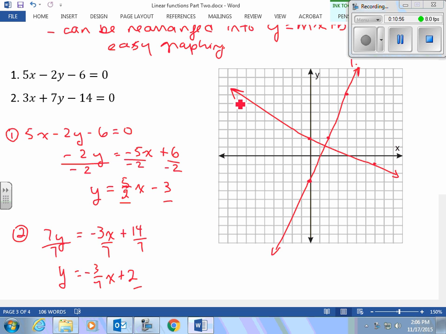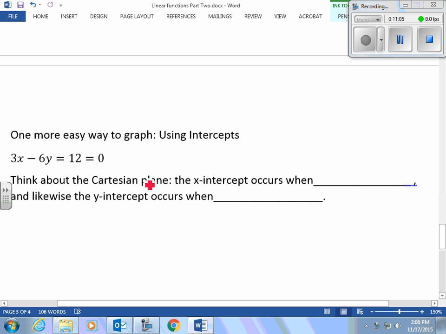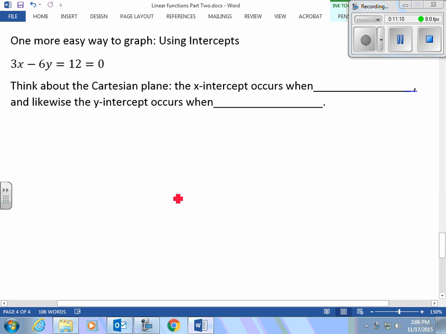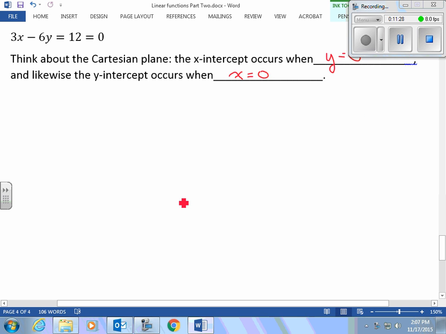So there's one other quick way to graph a line, and that's using intercepts. That works nicely with this general form for the equation. If you think about what the intercepts mean, the x-intercept occurs when y is equal to 0, and the y-intercept occurs when x equals 0. If you think about that on the graph, you can see that. Did I leave a graph to sketch this on? No, so I'm going to sketch that without an actual graph.